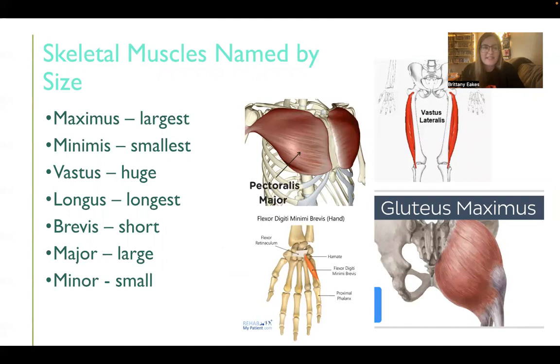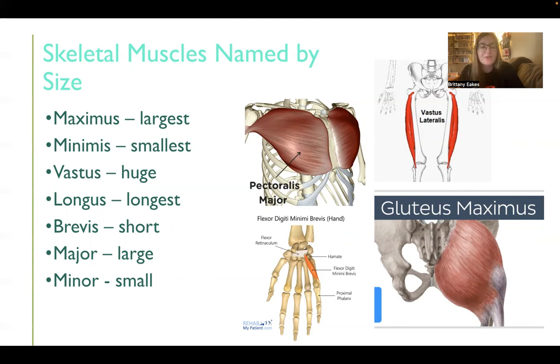Skeletal muscles named by size. We have maximus, which means largest. So you can think gluteus maximus, which is the main extensor muscle of the hip. It's the largest and heaviest muscle in the body. Minimus means smallest. So gluteus minimus would be the smallest muscle of the gluteal region.